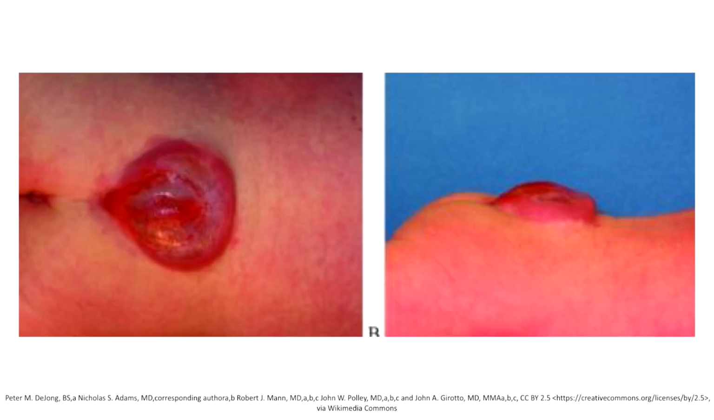Here we see a classic appearance of spina bifida cystica, specifically myelomeningocele. Notice the cyst located on this patient's lower back.